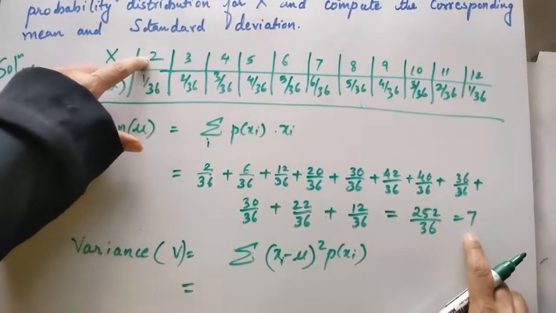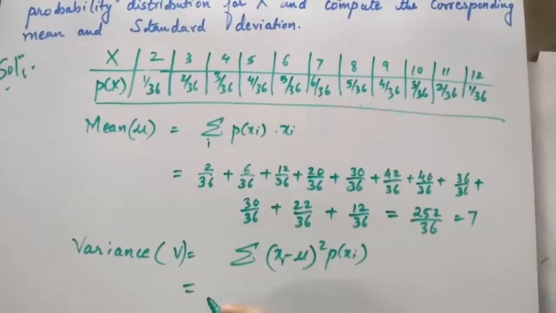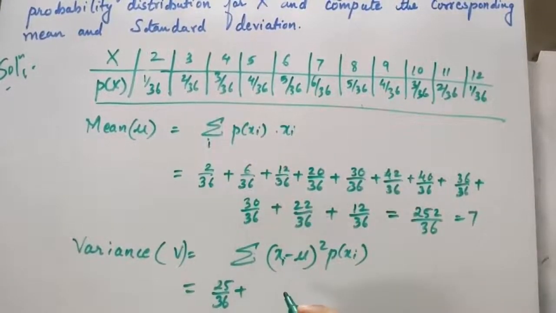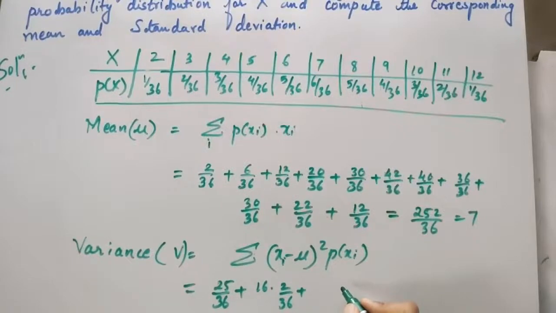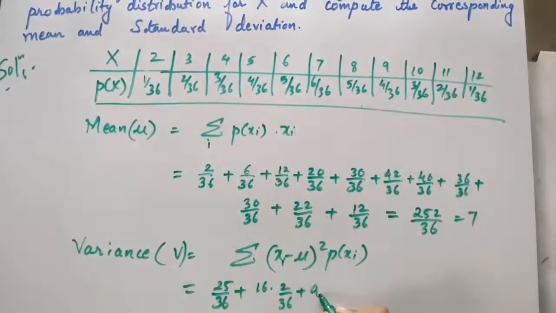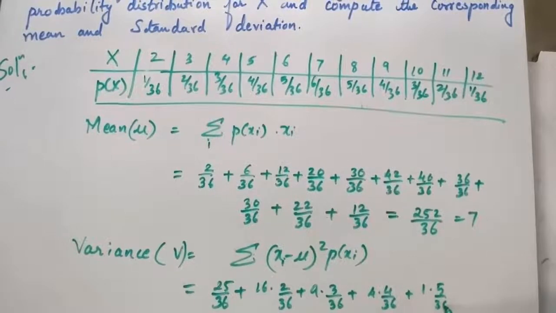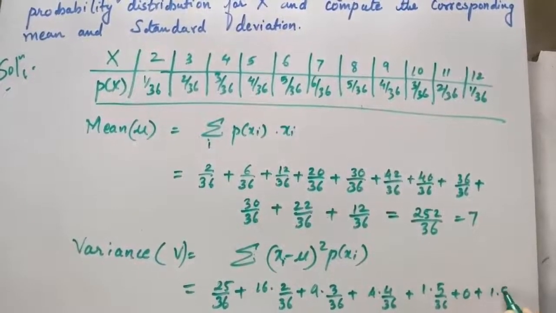So it will be 2 minus 7 whole square. 2 minus 7 is 5, 5 whole square is 25. 25 into 1 by 36, it will be 25 by 36. For each of that number you are going to do it. Next it will be plus minus 4 whole square, it is 16. 16 into 2 by 36 here. Next it is 9 into 3 by 36. 4 into 4 by 36. 1 into 5 by 36. Next it is 0. Then again 1 into 5 by 36.